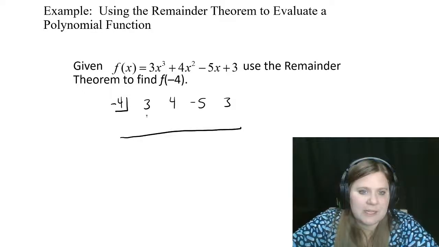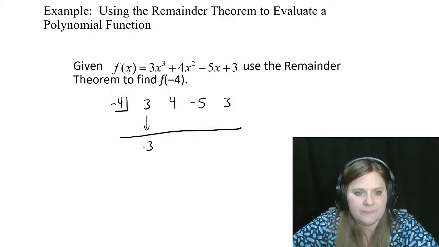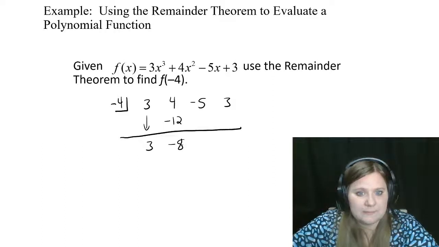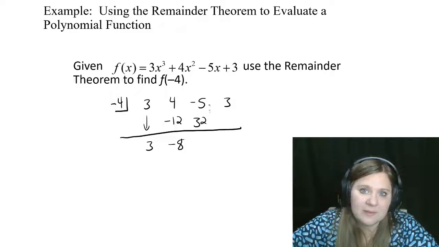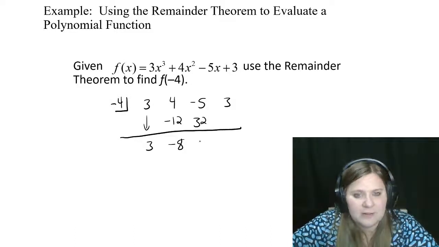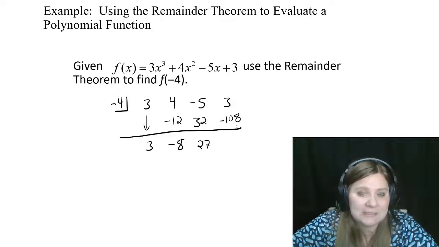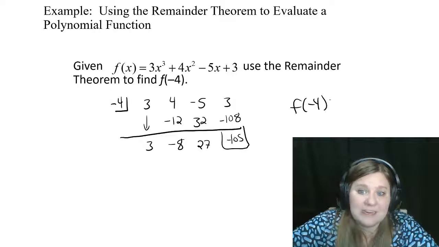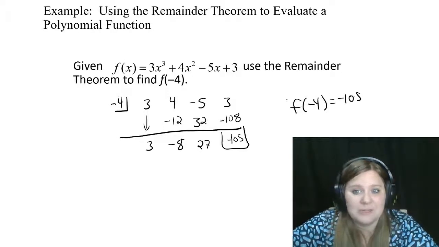So when I use synthetic division, I carry down my 3. I multiply by -4, so that's -12. Then I add down and I get -8. When I multiply by -4, I get 32. I add that to -5, and I get 27. I multiply that by -4, and I get -108. And then I add down and I get -105. That means that f of -4 equals -105.